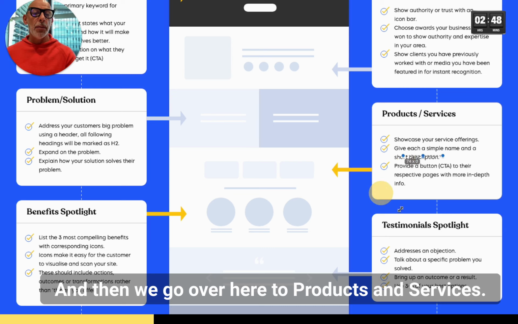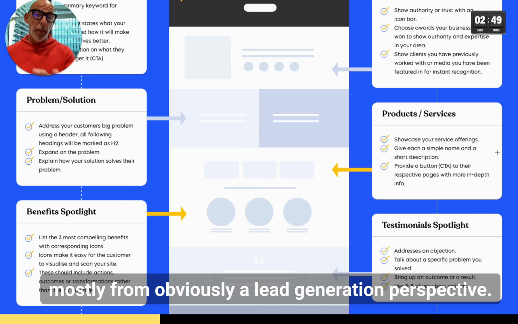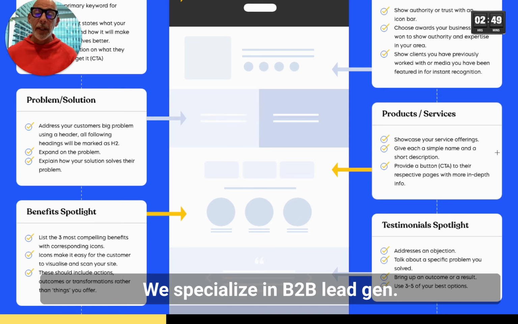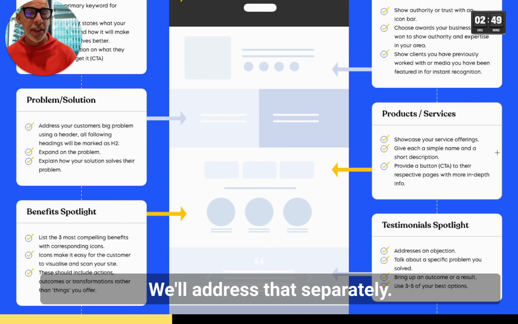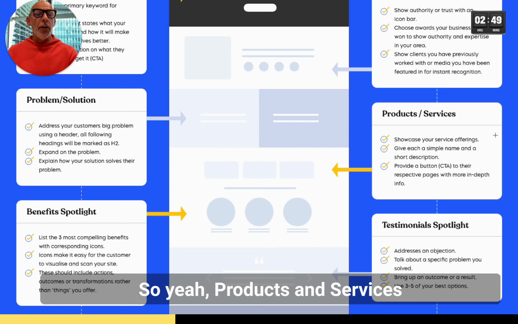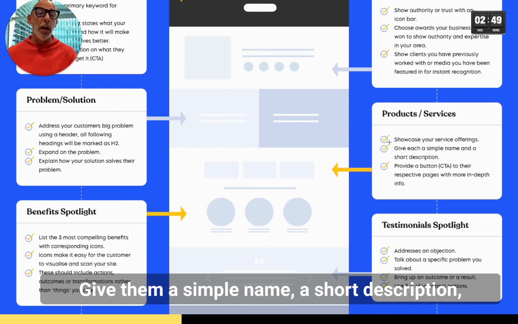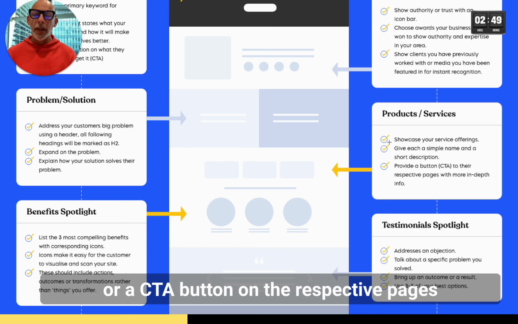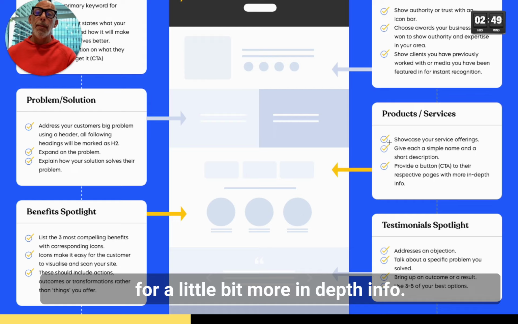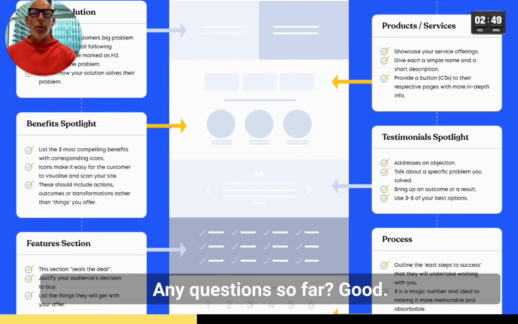And then we go over here to products and services. Now, what we're looking at here, I'm talking mostly from a lead generation perspective. At Sydney Digital Marketing, we specialize in B2B lead gen. So I'm not talking about e-commerce. We'll address that separately. So yeah, products and services, showcase your service offerings, give them a simple name, a short description, and then obviously provide a call to action or a CTA button on the respective pages for a little bit more in-depth info. Any questions so far?